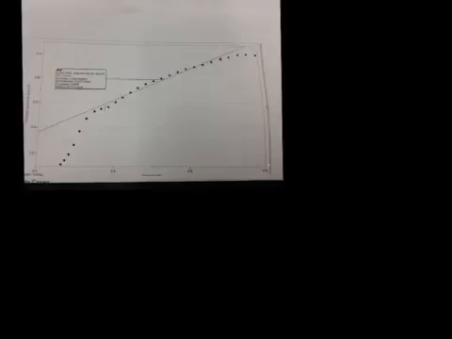Hello everyone, my name is Allison Casey from Period 1 Physics 300, and today we will be reviewing the velocity squared times position graph. It happens to be one of the most complex graphs that I've ever had to solve.